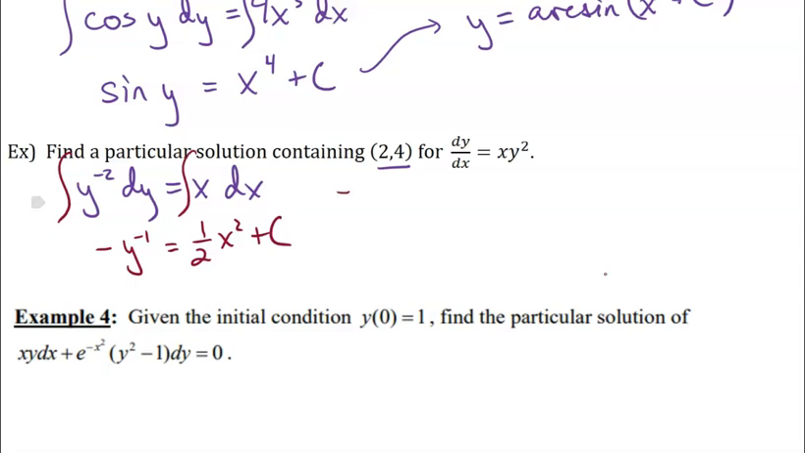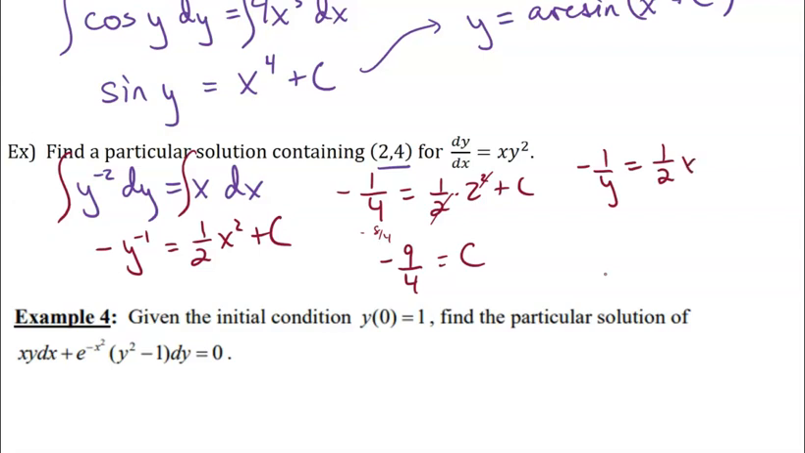So that's going to give me negative, and y to the negative first is the same thing as 1 over y. So that's negative 1 over 4 equals 1/2 times 2 squared plus c. Okay, so reduce that to just be a 2. Okay, and then I'm going to subtract 2 from both sides. So I have negative 1/4 minus 8/4, which is negative 9/4. And that is my c value. Okay, then when I plug that back in, I have negative 1 over y equals 1/2 x squared minus 9/4.